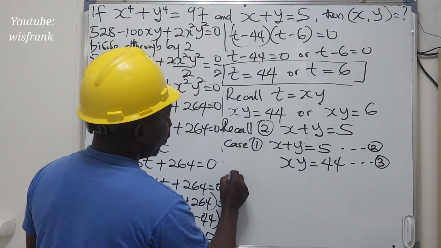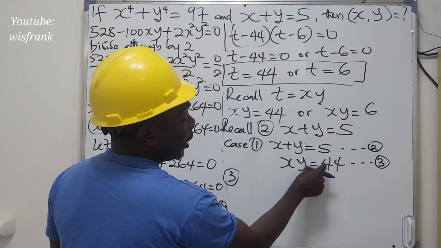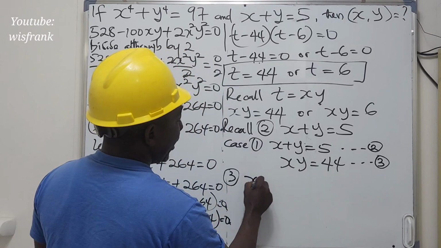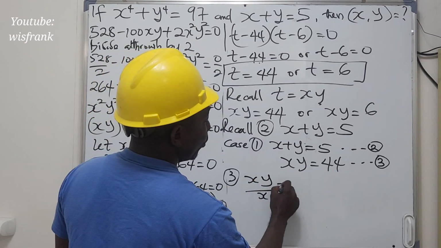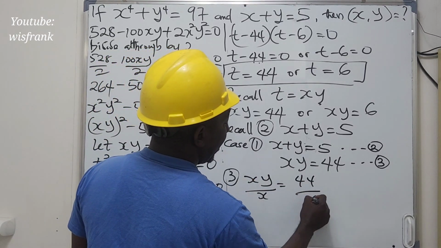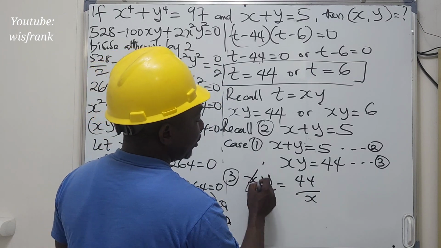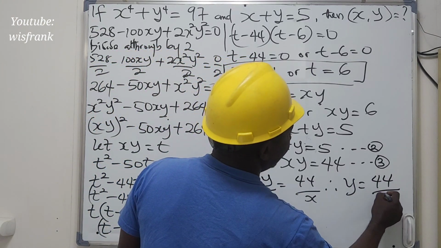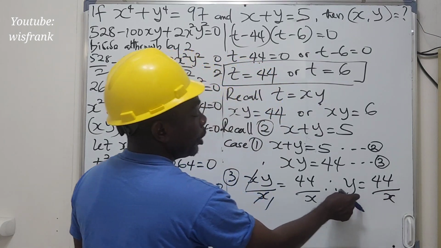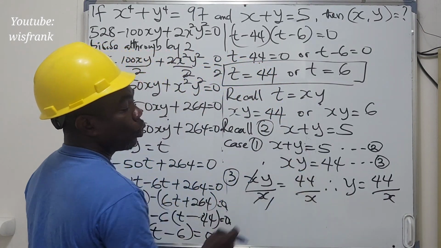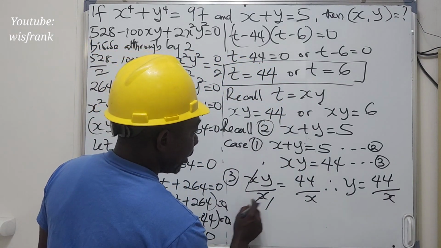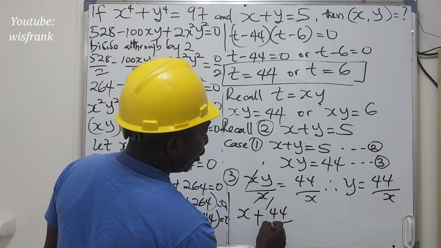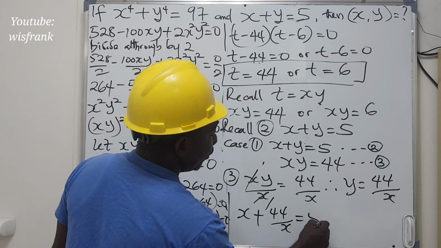So here, from equation 3, we can make y the subject of this expression by dividing both sides by x. So this will become xy all over x equals 44 all over x. X will cancel here and x will cancel here. Therefore, y equals 44 all over x. So we are going to substitute the value of y back into equation 2. So this will become x plus, in the place of y, we put 44 all over x equals 5.